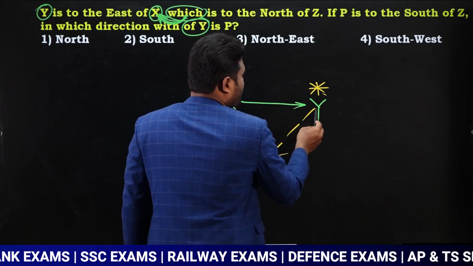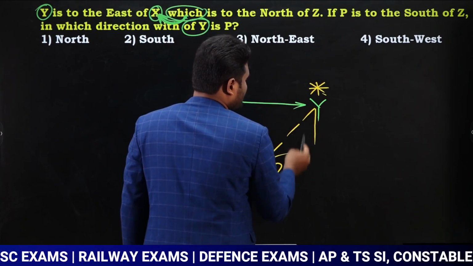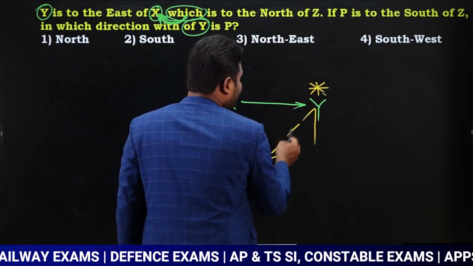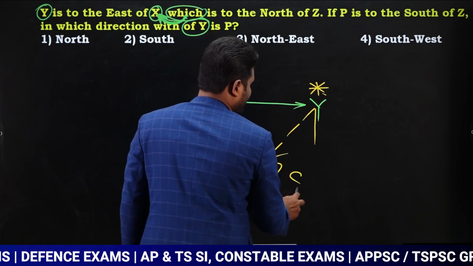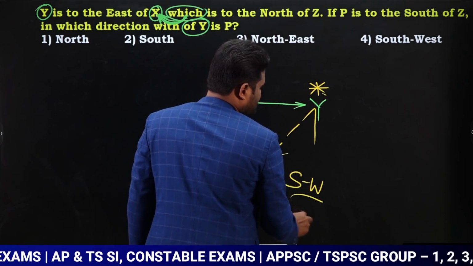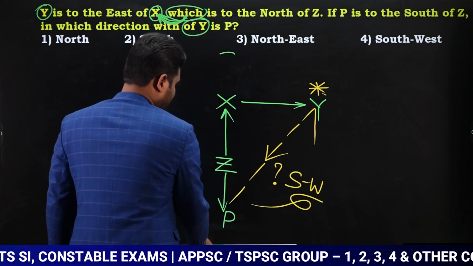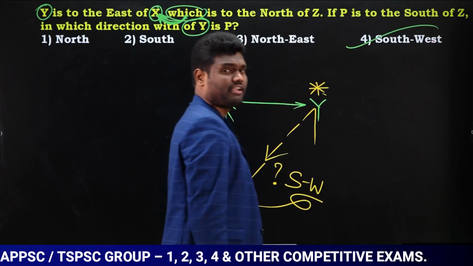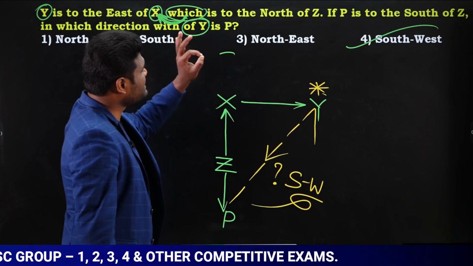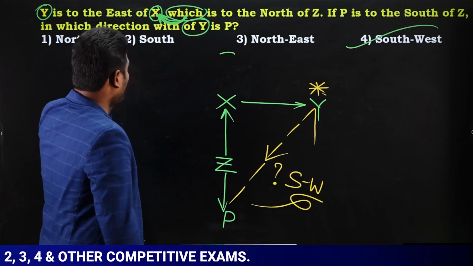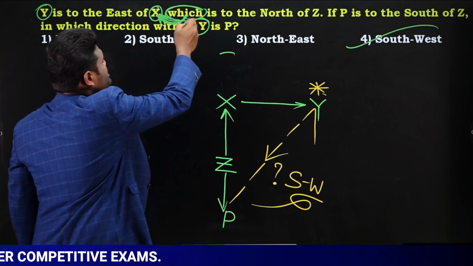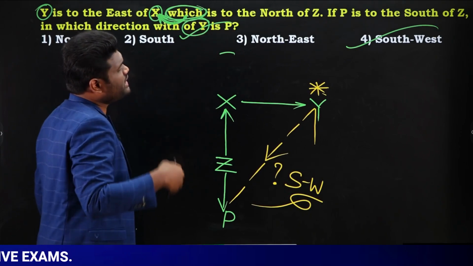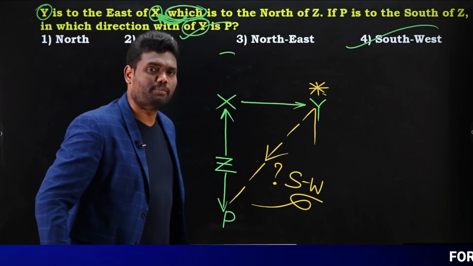Now if you observe, for Y, this is going to be south, this is going to be west. So we can say the answer is going to be southwest. So the answer for this question will be southwest, which is option 4. Is it clear? Very, very simple. And this is the exact question that came in the examination. Once if you do not know the terminology, obviously you are going to lose marks here.